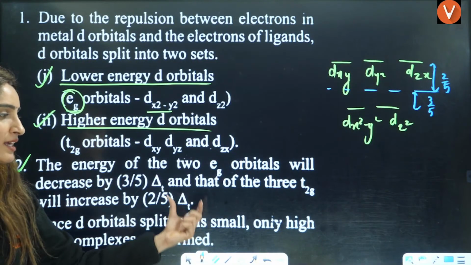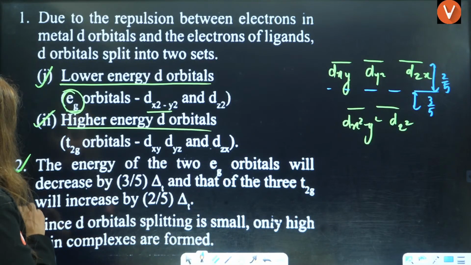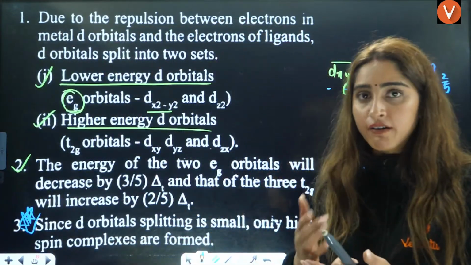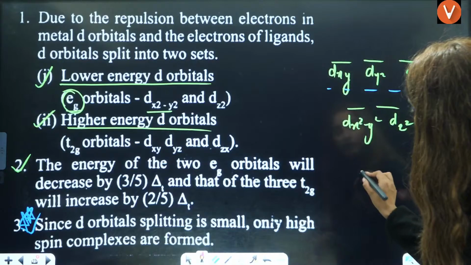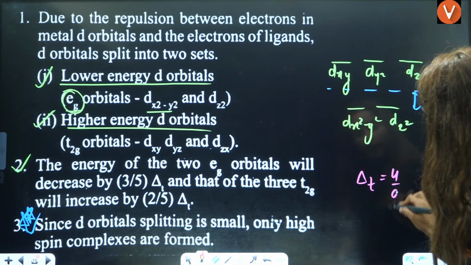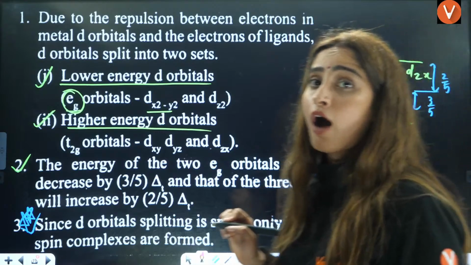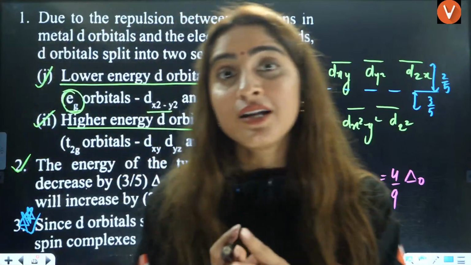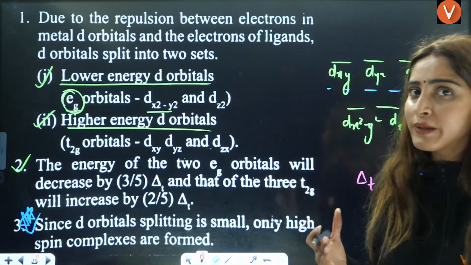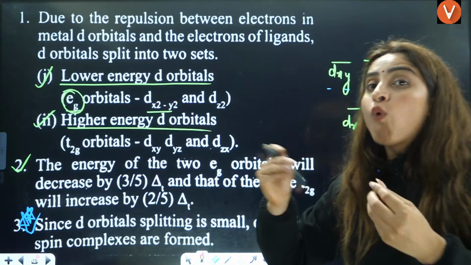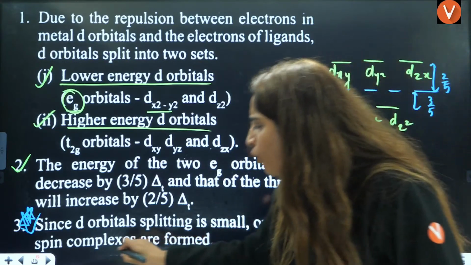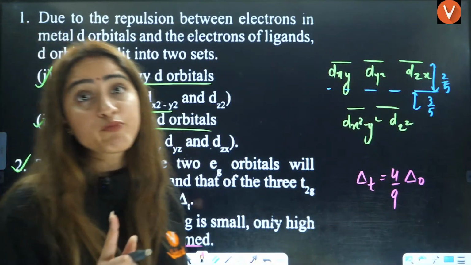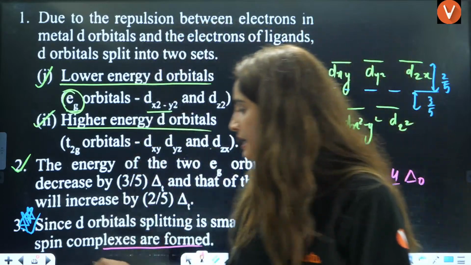Since d orbital splitting is small, only high spin. This is a very, very important concept of tetrahedral: if you compare tetrahedral and octahedral, definitely tetrahedral is equal to 4 by 9 of octahedral, that is approximately half of octahedral. That means octahedral has more splitting, tetrahedral has less splitting. That is why they don't want to cause the pairing. That is why mostly high spin complexes are formed here. It is a very, very important point for your tetrahedral complexes, right?